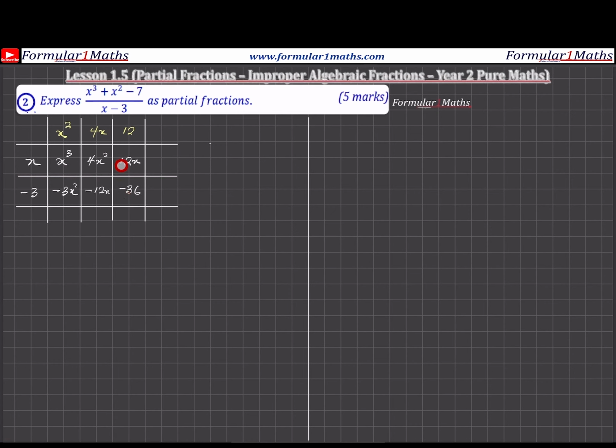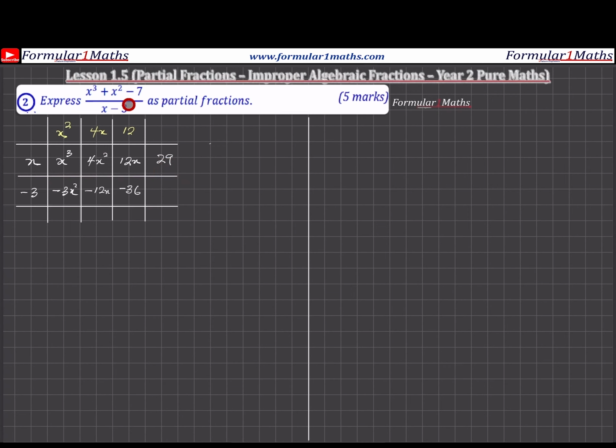Then again, in the numerator, the constant term is minus 7 and not minus 36. So it means I need to undo that, and that means I'll have to put 29 over here to get a total of minus 7. So I'll put 29. There's nothing that I can multiply x by to get 29, and that means I'll stop at this point. That means 29 is my remainder.